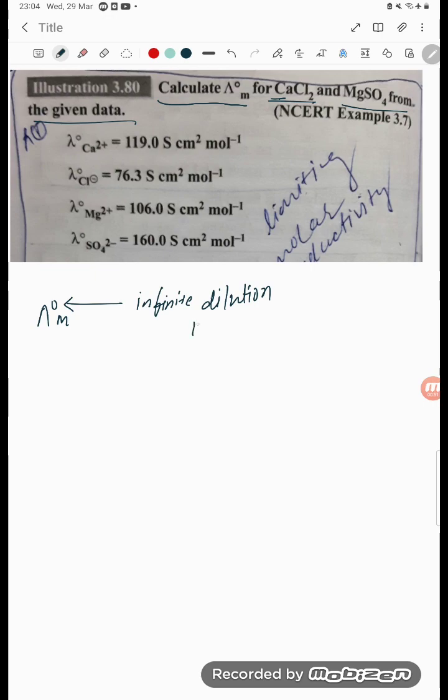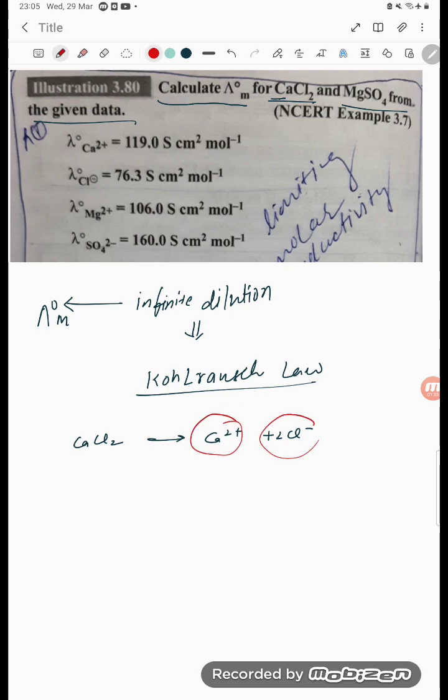So students, at infinite dilution, which law are you going to apply? That is called Kohlrausch's law, Kohlrausch's law of independent migration of ions. According to Kohlrausch's law, the total molar conductivity at infinite dilution will be equal to the sum of the individual conductivities of the ions. So if you are talking about CaCl2, it is going to give Ca2 plus and 2Cl minus. The conductivity will be the sum of the conductivity of this and the conductivity of this.